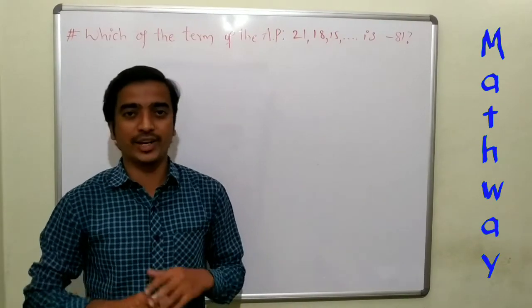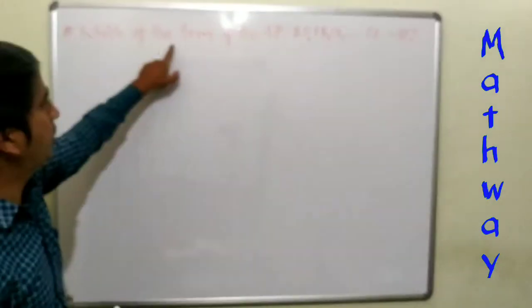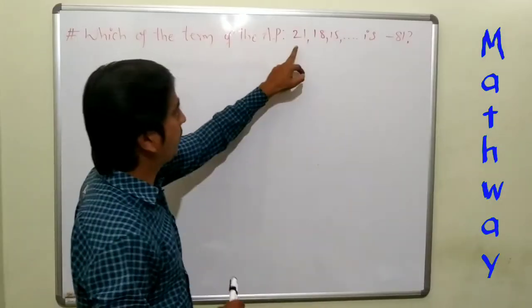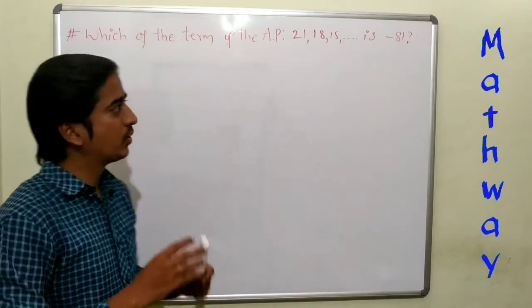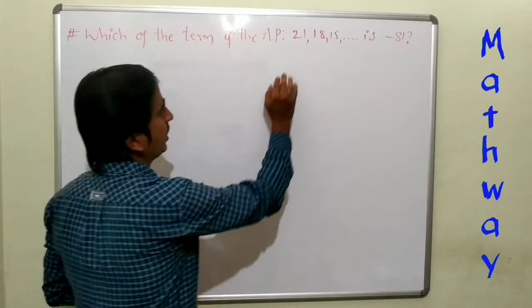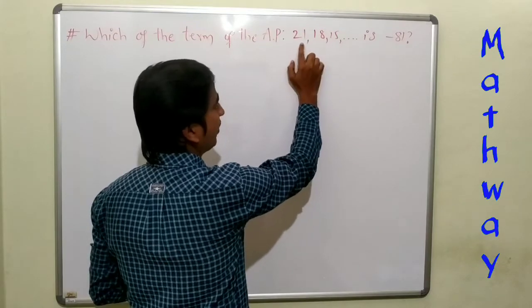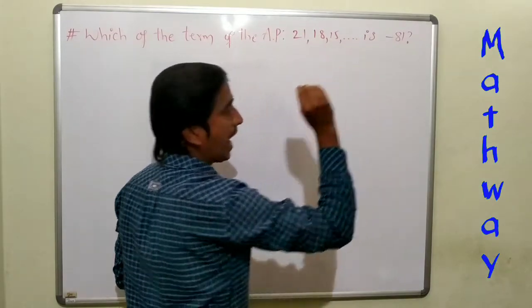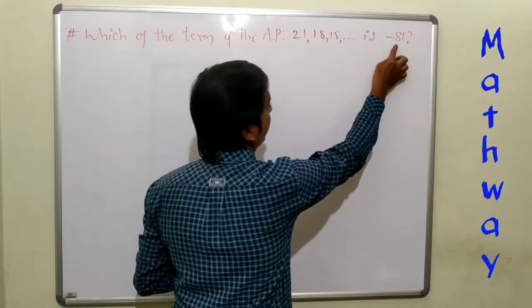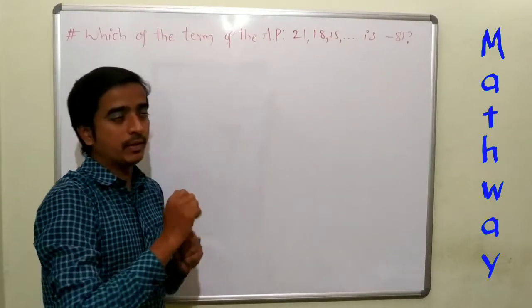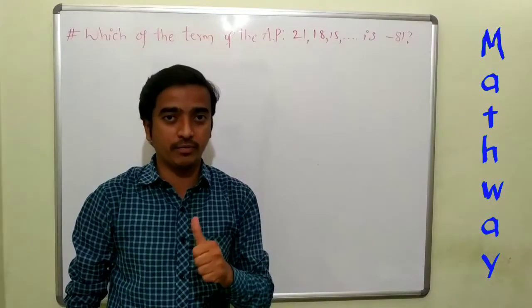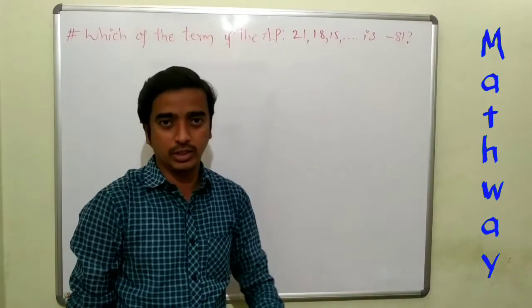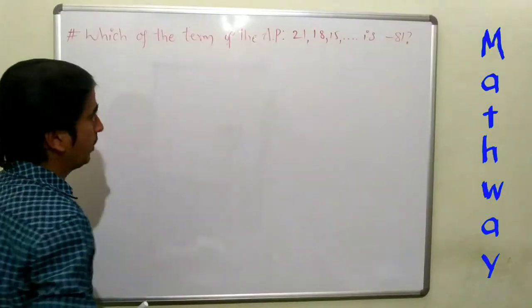Let's take one more example. Which term of the AP 21, 18, 15, and so on is minus 81? So here he is asking that there is an AP with the terms 21, 18, 15, and so on, and minus 81 is also one of the terms in the AP. We need to find whether it is the 10th term, 11th term, or 12th term. Clear? Let's see how to solve it.